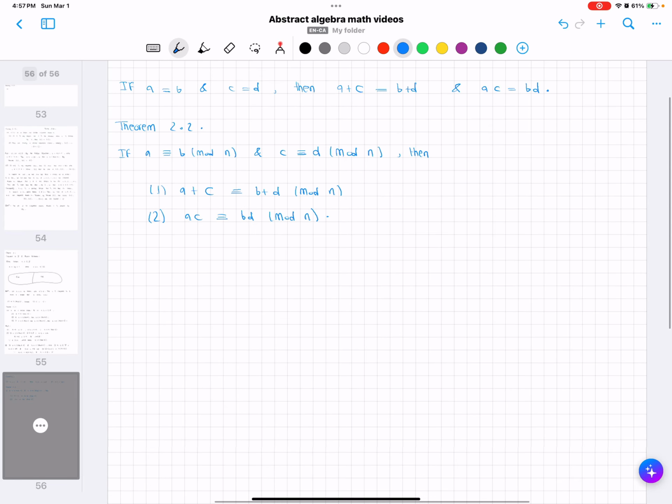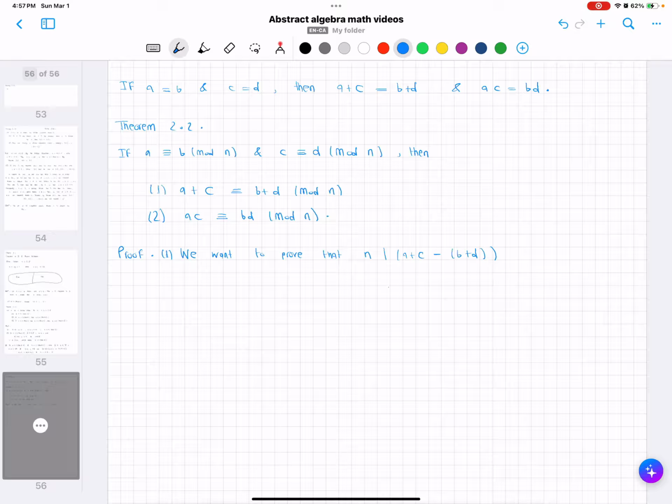So what do we want to prove? For the first one, we want to prove that n divides A plus C minus B plus D. In other words, we want to prove that n divides A minus B plus C minus D. Everything is defined in terms of equality, so we expect that the technical parts of math will get transported to prove it. That's the main idea.